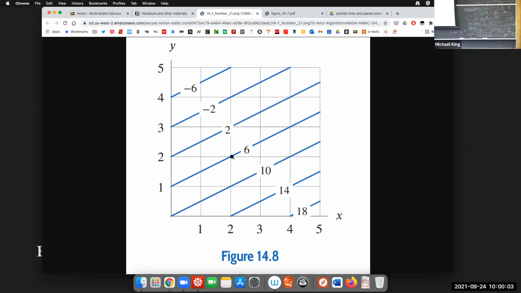And you can do something similar here. You go up 1 unit, you go down 4. So the change in z is -4, the change in y is 1. So I think the partial y is -4 in that case. But sorry, I kind of ran out of time.